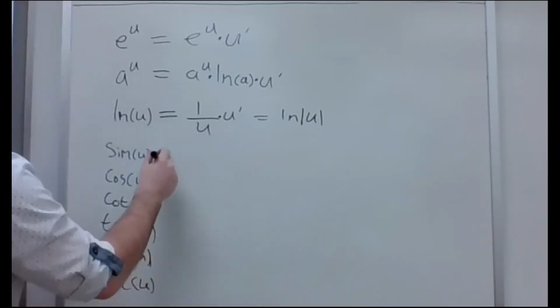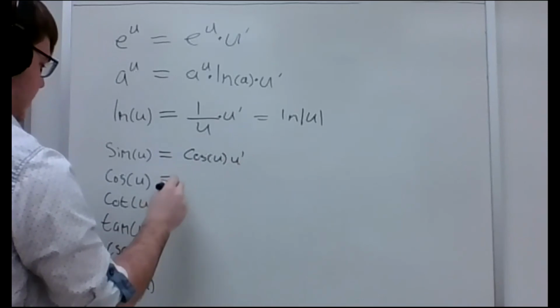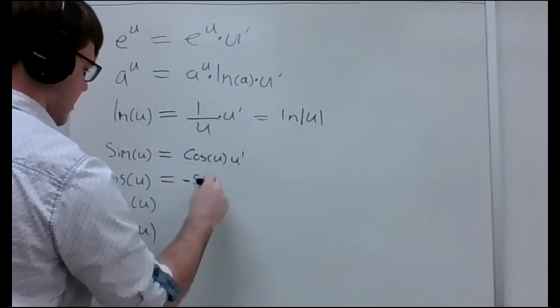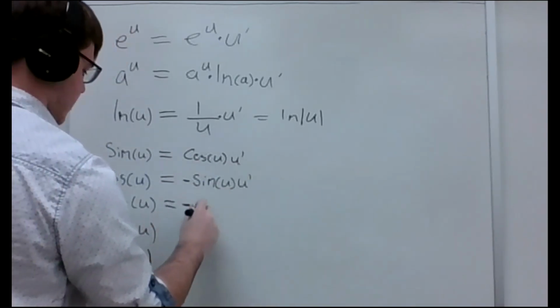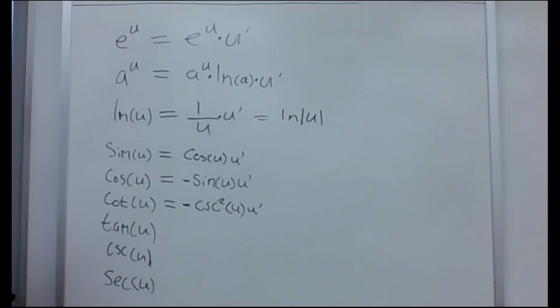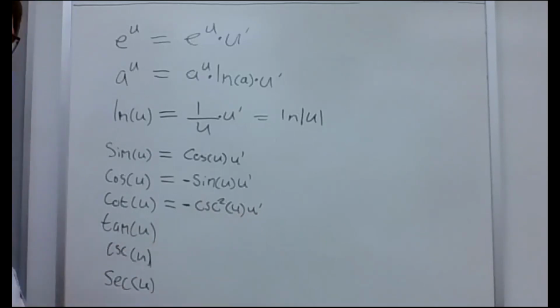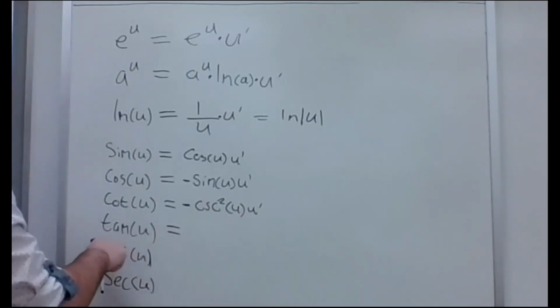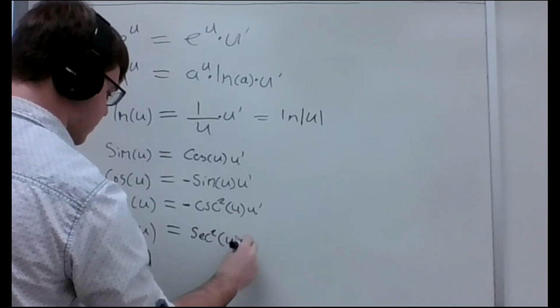Okay. And then the derivative of sine u is simply cosine u times u prime. And cosine u is negative sine u times u prime. And cotangent is going to be negative cosecant squared u times u prime. So you're always going to have this chain rule because these all have an inside function. It's easy, if this was just an x, to forget that there's technically a multiple of 1 out there. So it's always important to remember that stuff.